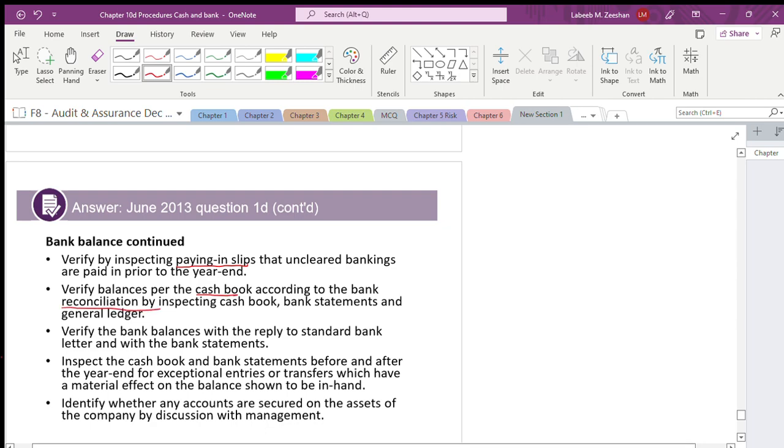By inspecting the cash book and the bank statements, verify the bank balances with the reply from the bank. What are the replies that have been given with respect to the bank confirmation letter? You should see what the bank balance is, and you have to make sure of what is in the bank confirmation letter.